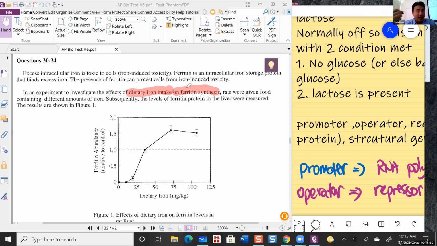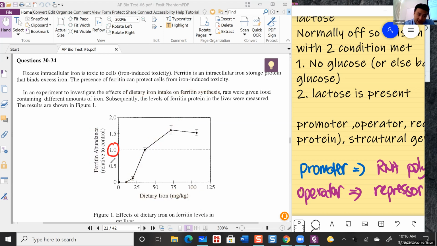If you eat too much iron, then you start to synthesize more and more ferritin. They're directly related, right? So rats were given food containing different amounts of iron. You can see the x-axis, you have more and more iron, and the y-axis is the ferritin. It starts to have more and more as well, okay? Right? So what does 1 mean, guys? Look at this diagram, guys.